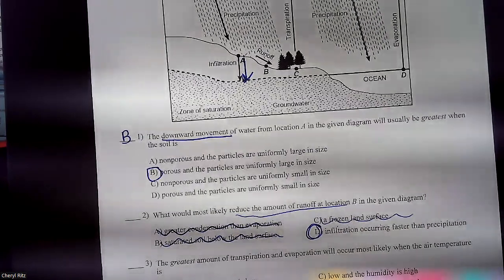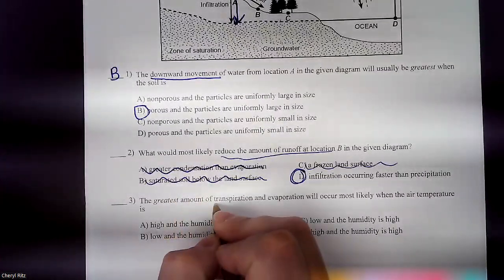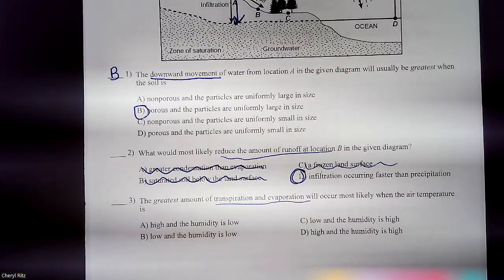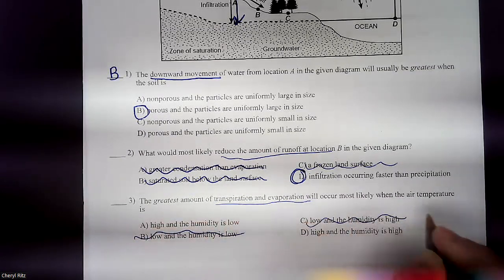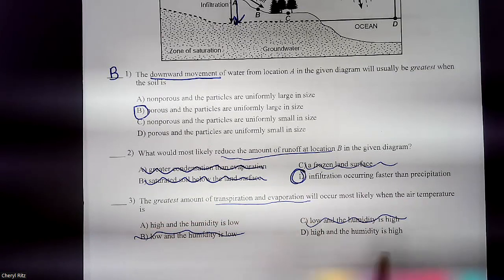All right, now we want the greatest amount of transpiration and evaporation to occur if the air temperature is, how do we make things evaporate faster? Let's start, do we want high? If the temperature is high or low, which one do we want? High, so we get rid of the low one. Do we want humidity low or humidity high to make things evaporate? We want low humidity. Guys, you see how I'm crossing off answers.